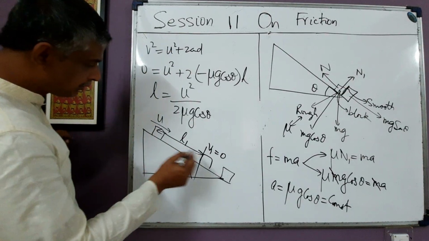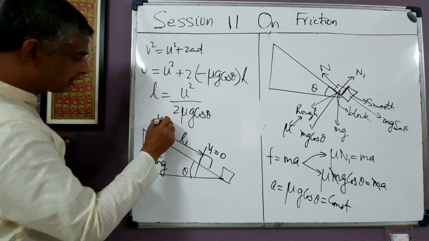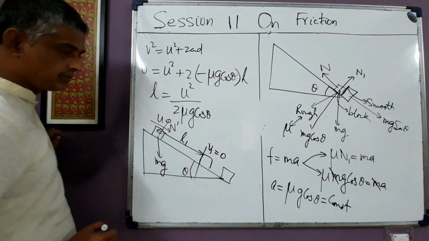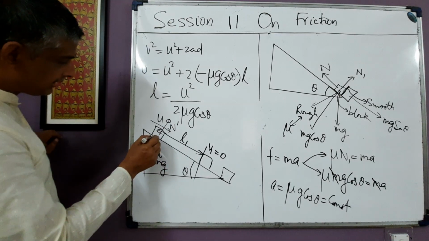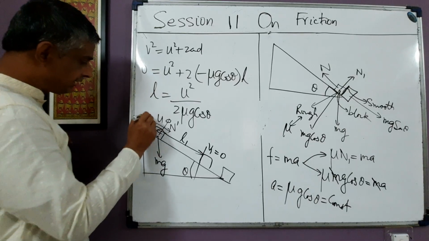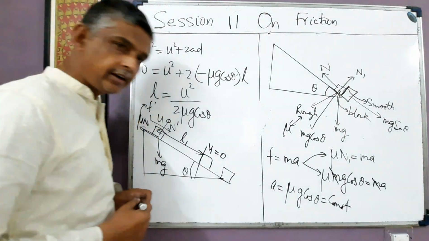So now during its downward journey, I draw its free body. Mg. Normal force, let's call it N dash. And friction will act up the incline, opposite to the direction of relative slip. Mu times N dash, because slipping is taking place. This is the friction F dash. Alright, fine.